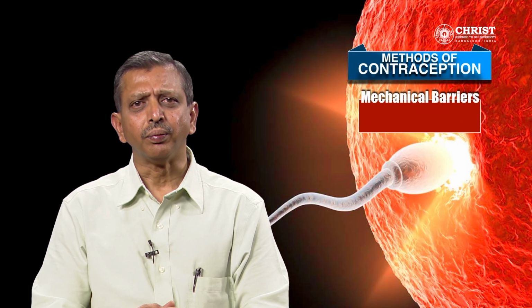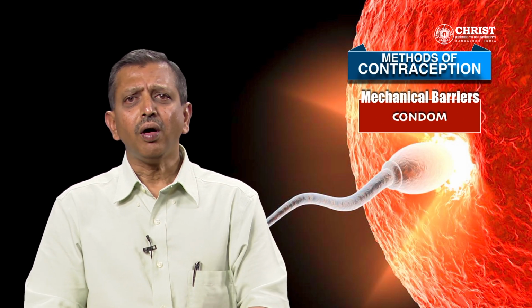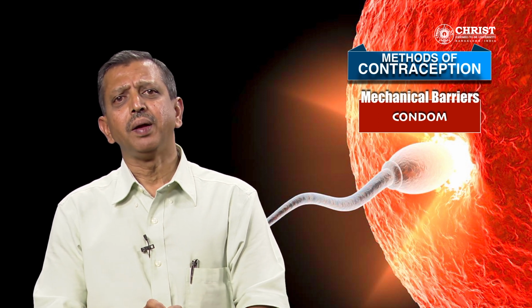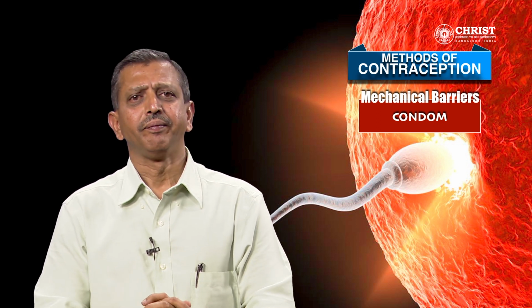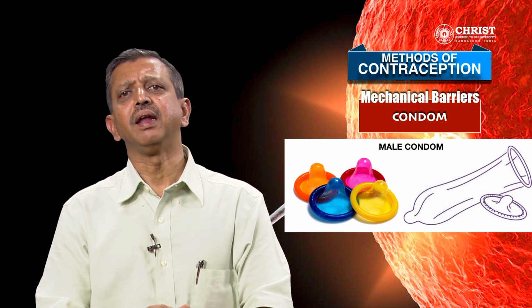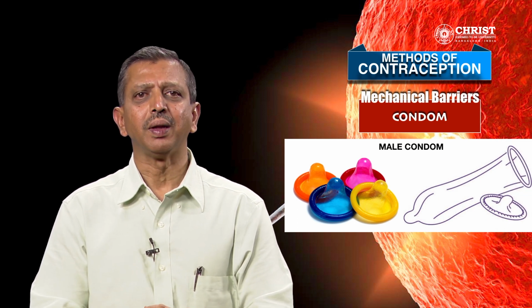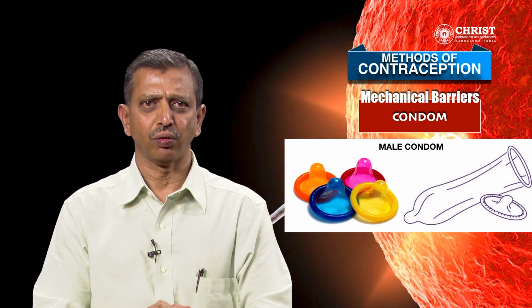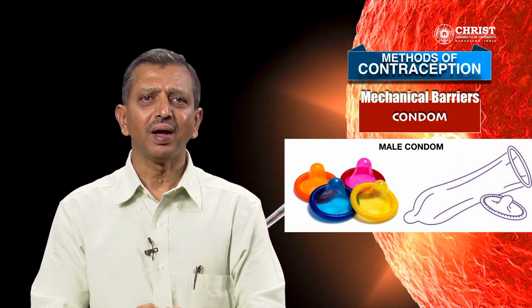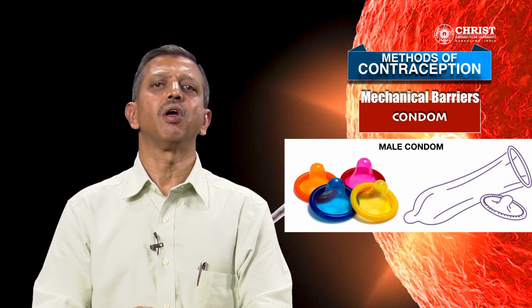Coming to the condoms. The condom or sheath is used by both men and women. In men, it is a thin rubber sheath rolled over the penis before intercourse. Ejaculation into the vagina is prevented and semen is caught in the sheath.